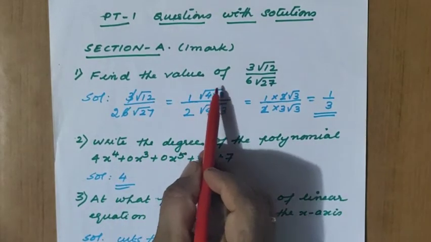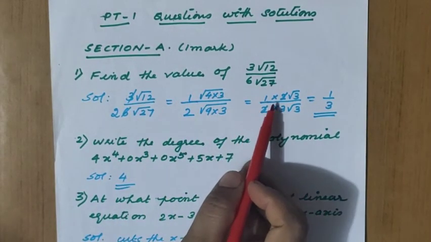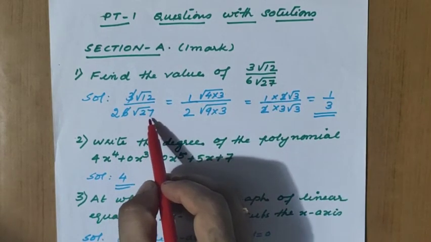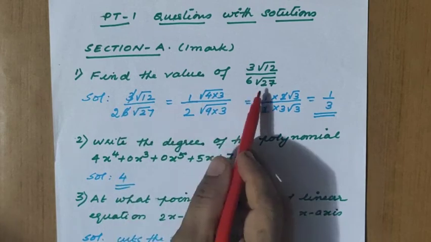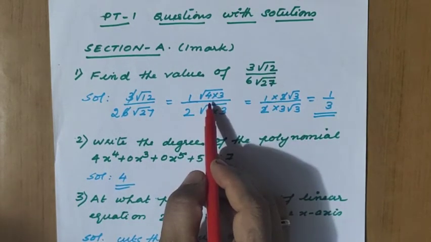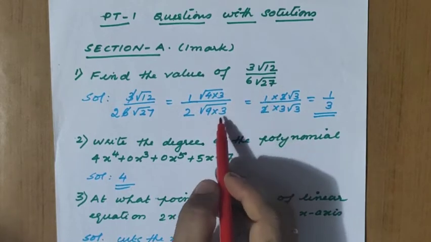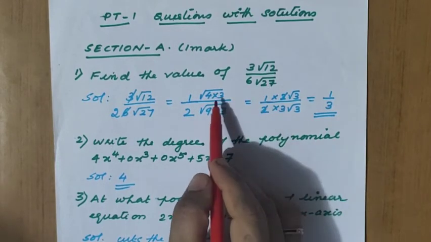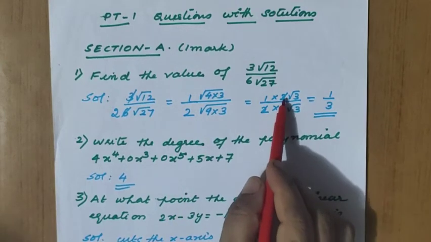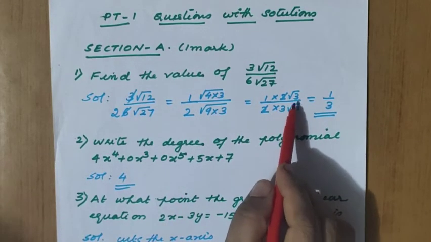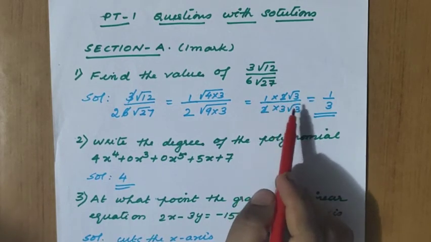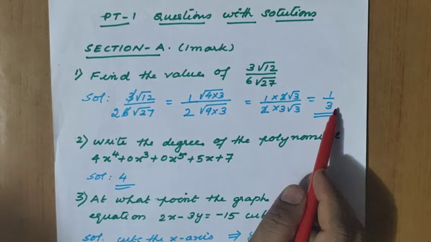The first question: find the value of 3 root 12 by 6 root 27. We can cancel 3 and 6 first, so we get 1 by 2. Root 12 can be written as root 4 into 3, and similarly root 27 is root 9 into 3. 4 and 9 are perfect squares, so we get 2 and 3, and root 3 is there in both, so root 3 will get cancelled. Here 2 is there, so 2 will get cancelled. So the final answer will be 1 by 3.